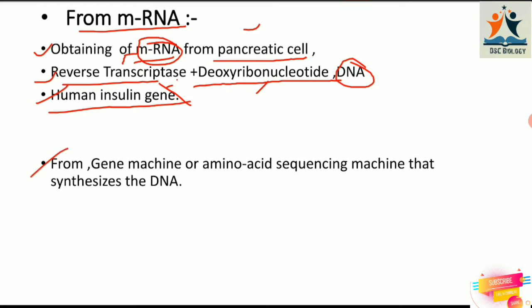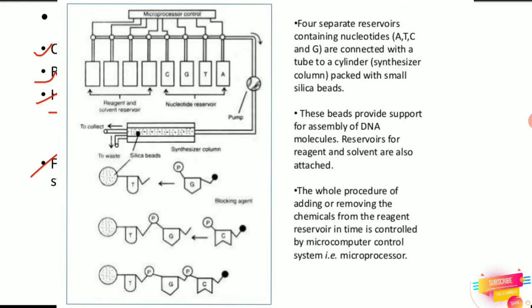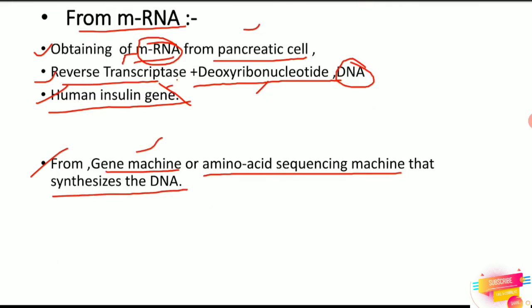Next, we can also isolate from the gene machine, as you can see on the screen. We can obtain the gene from the gene synthesizer machine, also called a sequencing machine, that synthesizes our desired gene. So with the help of the machine we can directly obtain our desired gene.